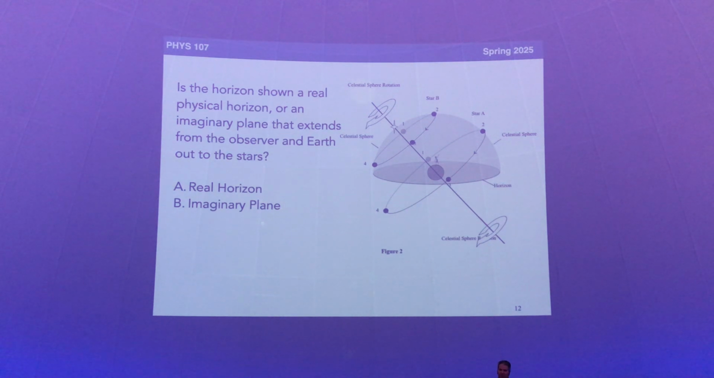Is the horizon shown a real physical horizon or an imaginary plane that extends from the observer out into the stars? It's the real horizon or it's an imaginary plane. What do you think? Voting in 1, voting in 2, and voting in 3. Almost equal mix. Yeah. All right, you know what that means.